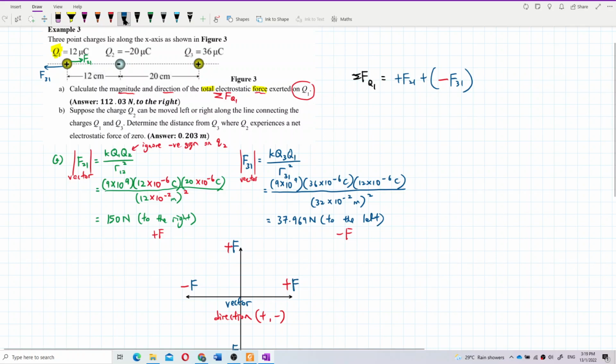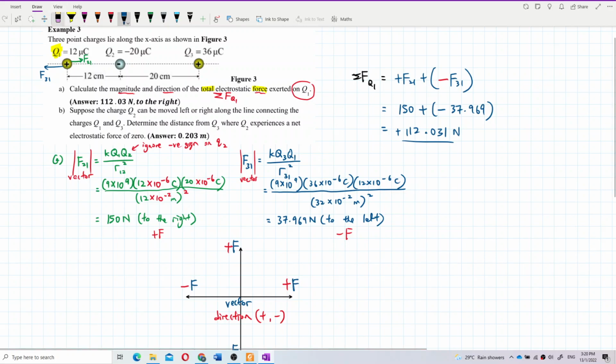Okay, so now let's write down the value there and calculate. This is 150 plus a negative, because to the left is negative, 37.969 Newton. So what is the final force? So 150 minus 37.969. I get positive 112.031 Newton.